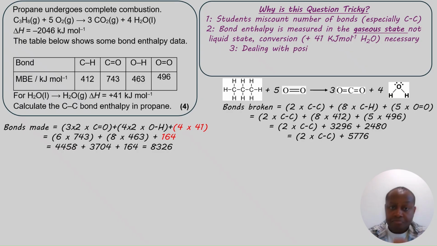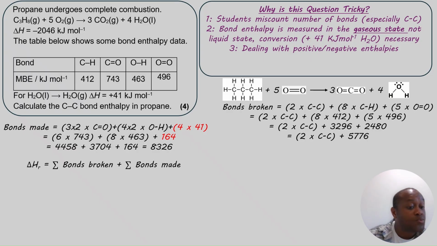Very importantly, we then have to deal with combining these enthalpies, and what tends to happen here is that students tend to make a mistake with managing the positive and the negative enthalpies. First, we state the equation that we need. The enthalpy change of reaction will be given by the summation of all the bonds that have been broken plus the summation of all the bonds that have been made. This is why I've calculated it out separately so that we can just substitute directly into this equation.